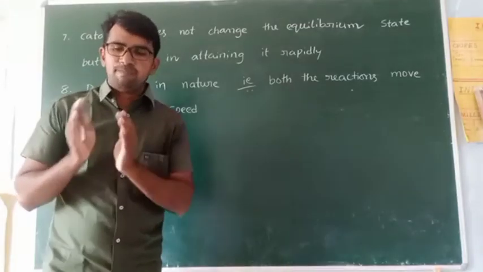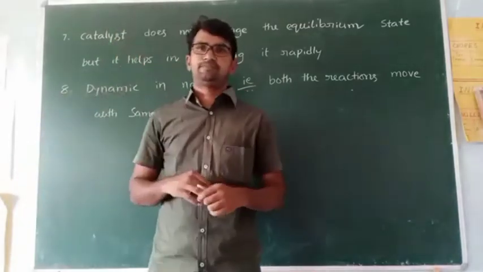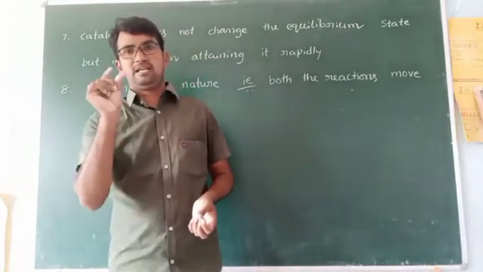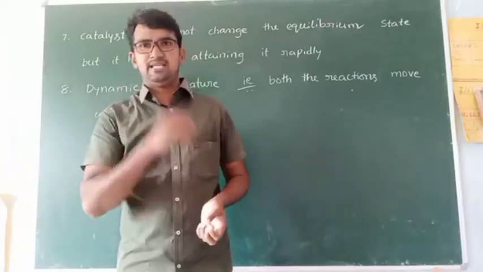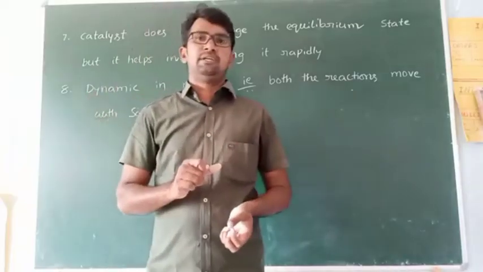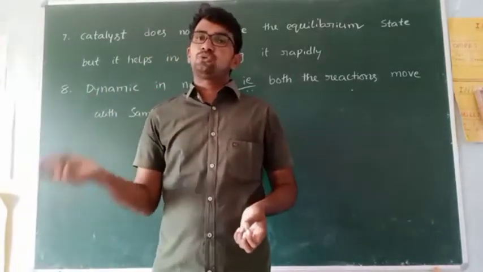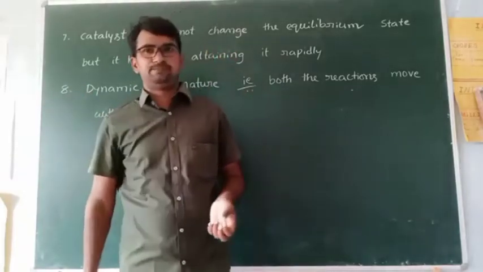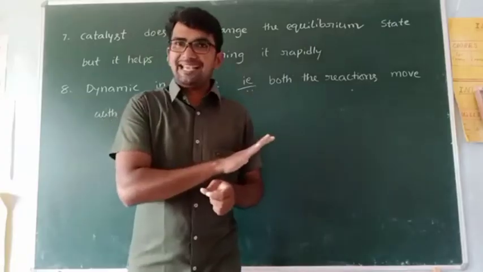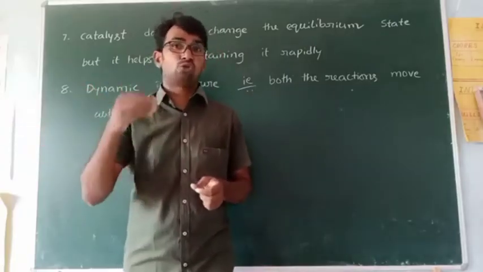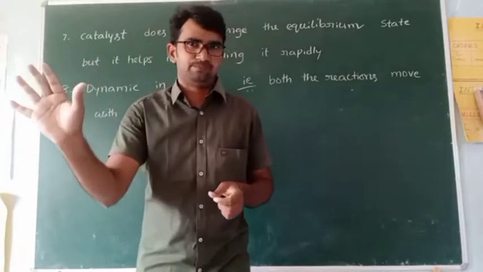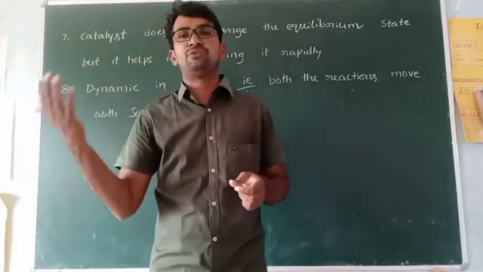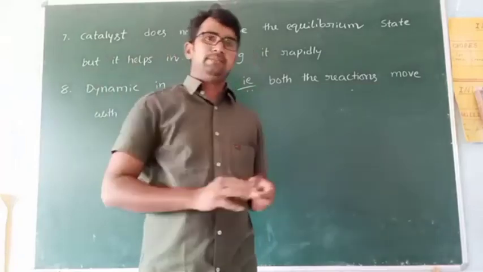The best example: milk is converted into curd. We add, for example, lemon or red chili. These two are catalysts. They convert milk into curd within 8 hours. If you did not add any starter, that is, if you did not add any culture, it takes nearly 24 hours for conversion of milk into curd.